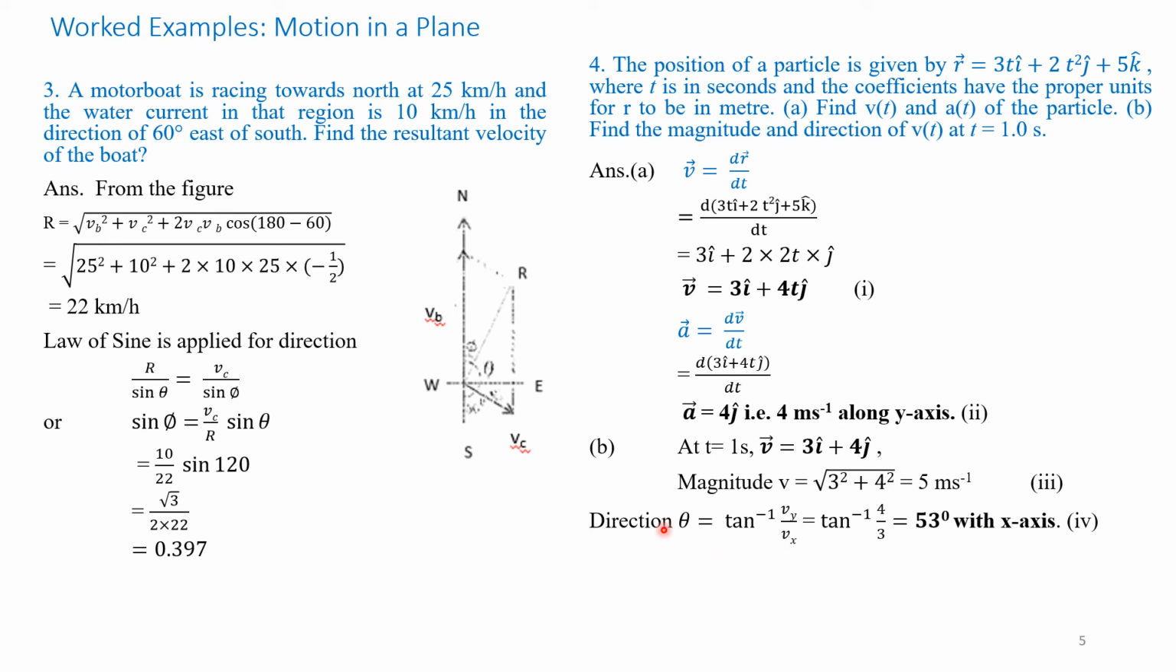And the direction theta can be found by theta is equal to tan inverse of opposite side by adjacent side, tan inverse of Vy by Vx. Vy is 4 and Vx is 3. That is equal to tan inverse of 4 by 3. From tables you will find that it is 53 degrees with x-axis. Therefore, a is equal to 4 meters per second squared.